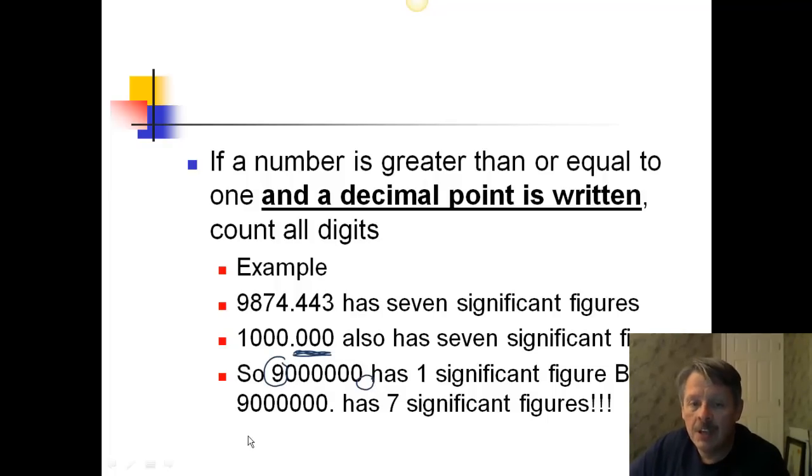But look at the 9 million down below it. Because we have a decimal point down here at the end, that implies that we actually did measure that 0. So that would have 7 sig figs. All right, that's a lot of rules.